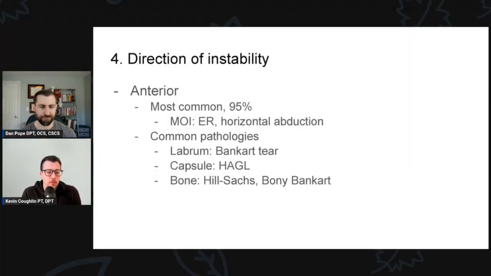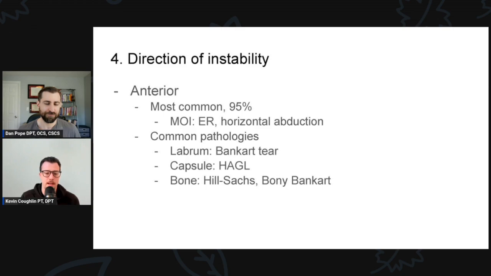All right. Key number 4 is figuring out what the direction of instability was. The patient usually, you're not going to just say do you have anterior instability? You're going to ask what the mechanism was, and they're going to go ahead and describe kind of what happened as they had this instability event.